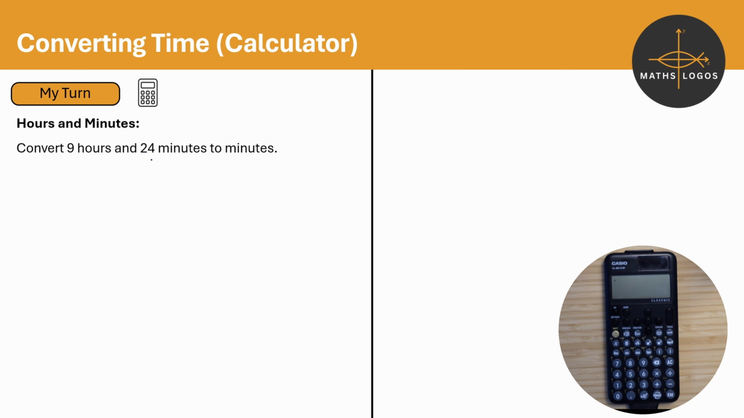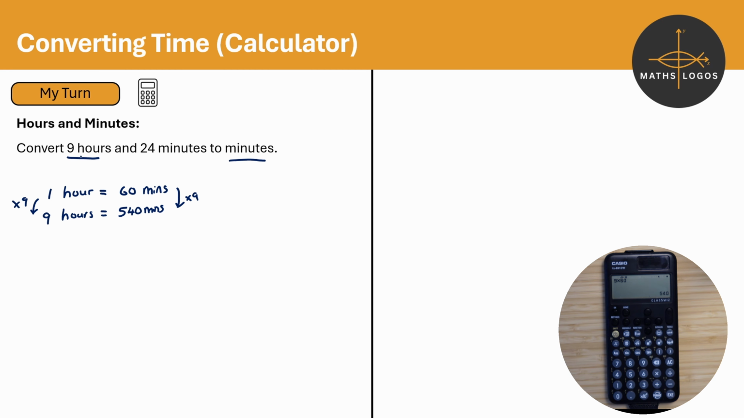Convert 9 hours and 24 minutes to minutes. So we need to know that 1 hour is equal to 60 minutes. And to start, we'll convert 9 hours into minutes. So if 1 hour is 60 minutes, 9 hours is going to be 9 times 60 minutes. And it's a calculator lesson, so I can do 9 multiplied by 60 on my calculator, and it gives me 540 minutes. I've converted my hours into minutes.